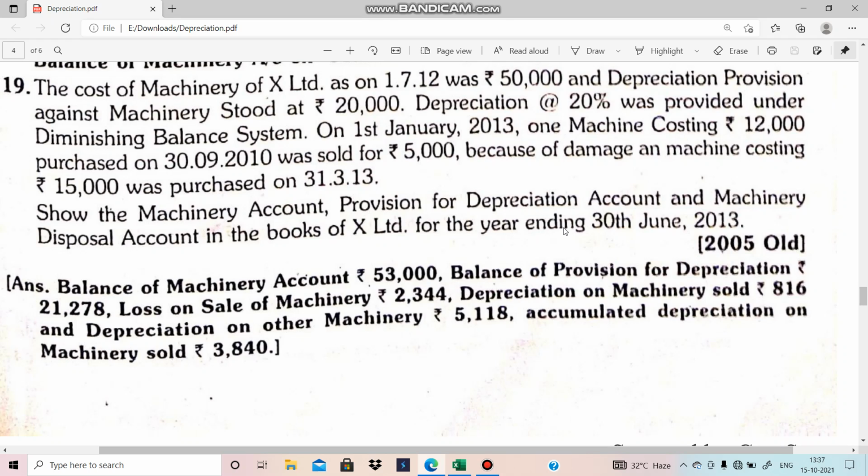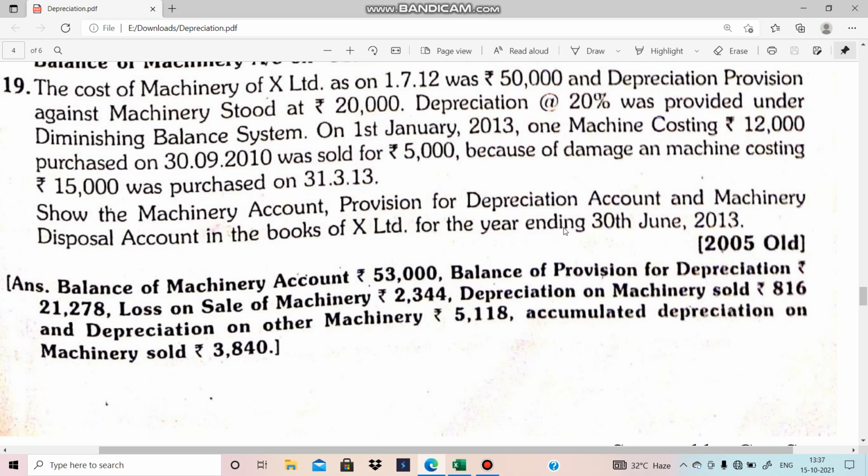Now students, see another question on the provision for depreciation. Here the cost of the machinery on 1st April 2001 is 50,000, and the depreciation provision balance is also 20,000, but here the depreciation is charged at 20% under the diminishing balance method.